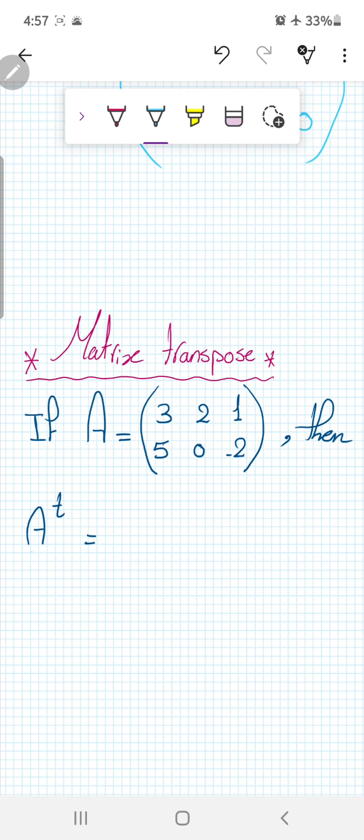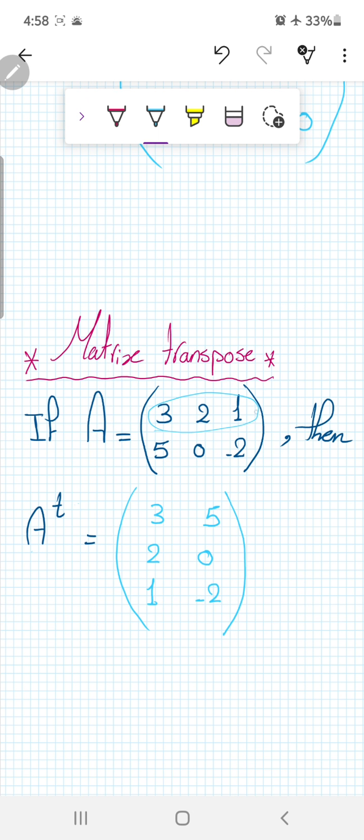Okay? We change the first row to be the first column. Here we have the first row, which is 3, 2, 1. We change it to get the first column: 3, 2, 1. And also we change the second row to be the second column. Here we have 5, 0, -2. And this is the transpose. A transpose will change the first row to be the first column and the second row to be the second column and so on.